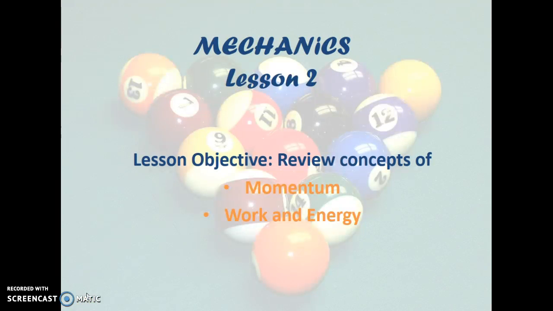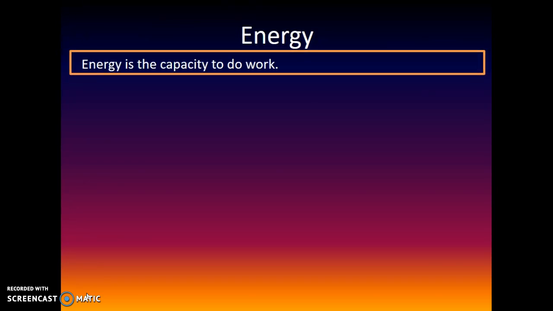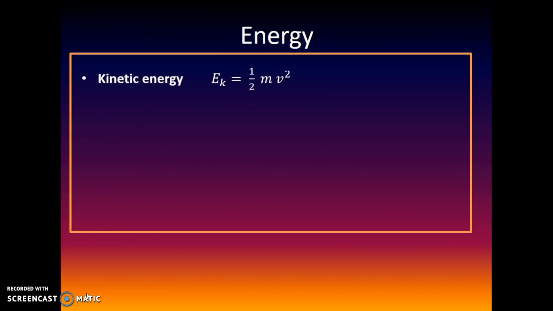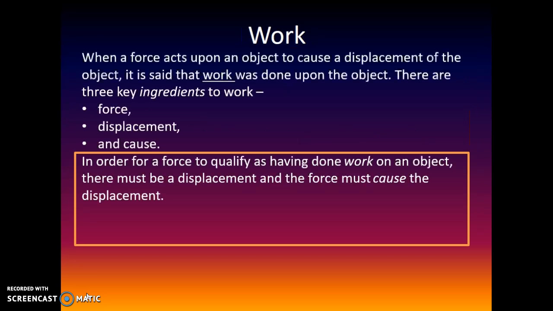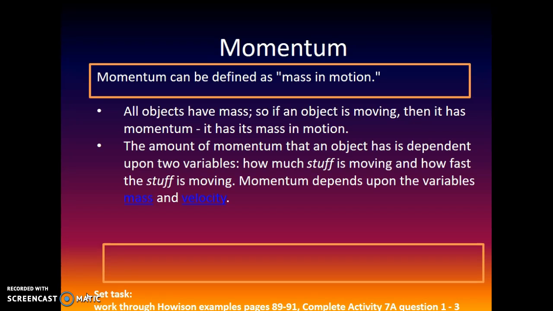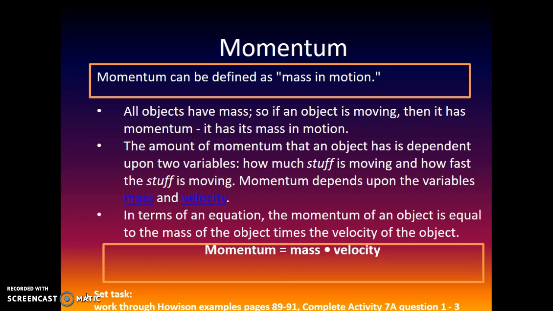Previously we looked at momentum and work and energy in class, where we realized that energy is the ability or capacity to do work, and energy and work are synonymous. We also realized that in order for work to be done, an object must be displaced in the direction in which the force is applied. Momentum, on the other hand, is defined as mass in motion, and momentum is mass times velocity in the equation.